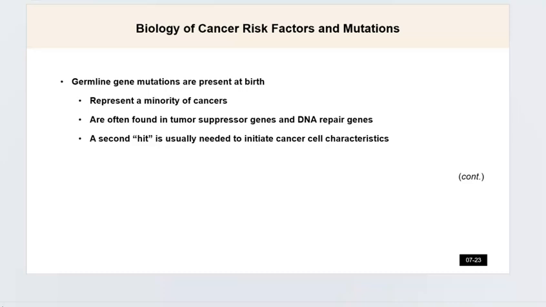The biology of cancer risk factors and mutations. Remember, we said at the beginning that we do have some genetics and inheritance in cancers, right? So the cancers can result because of an inherited gene, but they also are caused by bad luck, essentially. When it's a germline mutation, those are mutations that are present at birth. They are actually a minority of cancers. Inheriting a germline mutation will result in every cell of the body having that mutation.